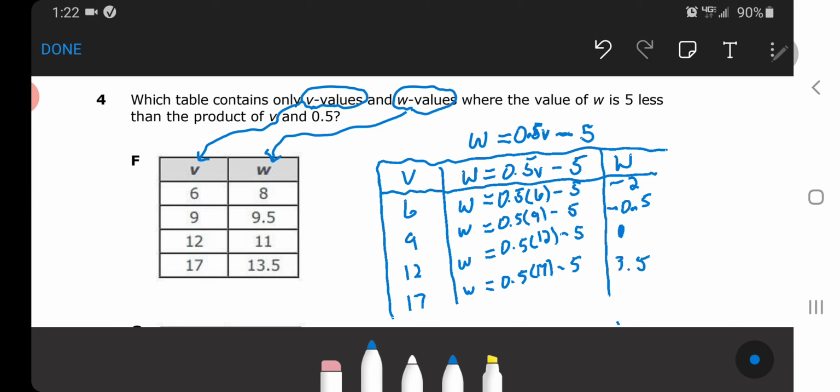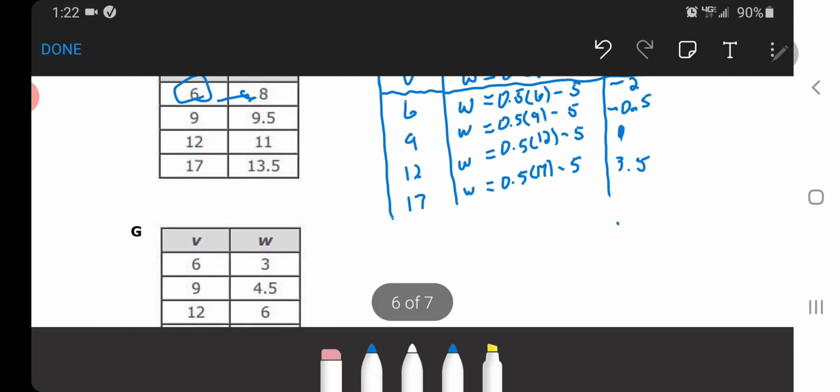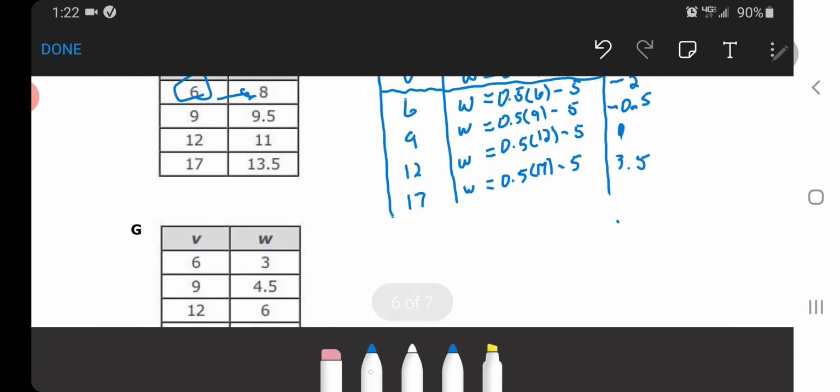All right, so now we're looking for a table where we have 6, 9, 12, and 17, but 6 matches up with negative 2, 9 with negative 0.5, and so on. Well, clearly F doesn't do it, because when we plug in the value 6, we get 8, so that doesn't match up with the table we created. Going down 6, and then it gets 3, so G doesn't work for us either.